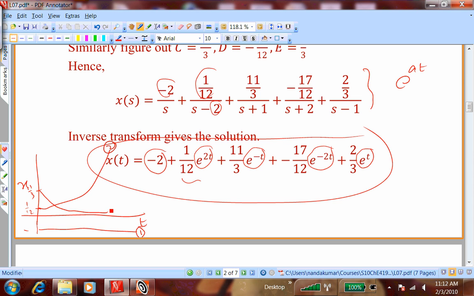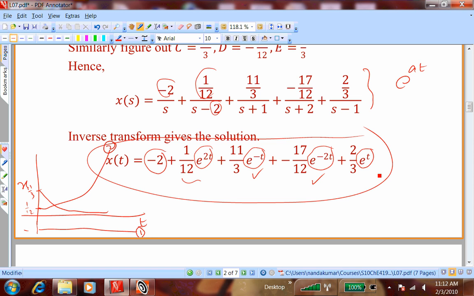Okay. So each one of these terms has a different characteristic. One blows up, the other one decays. But the net solution is the sum of all this. So what is that going to do, the sum of all this? Blow up. Right? Because the negative ones are going to go to zero, but the positive ones are going to explode. So this would be an unstable system.